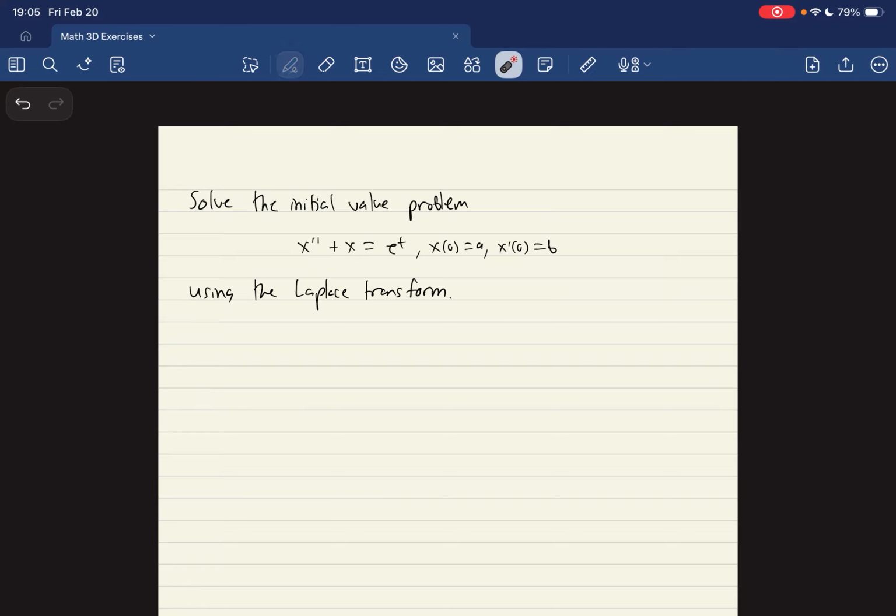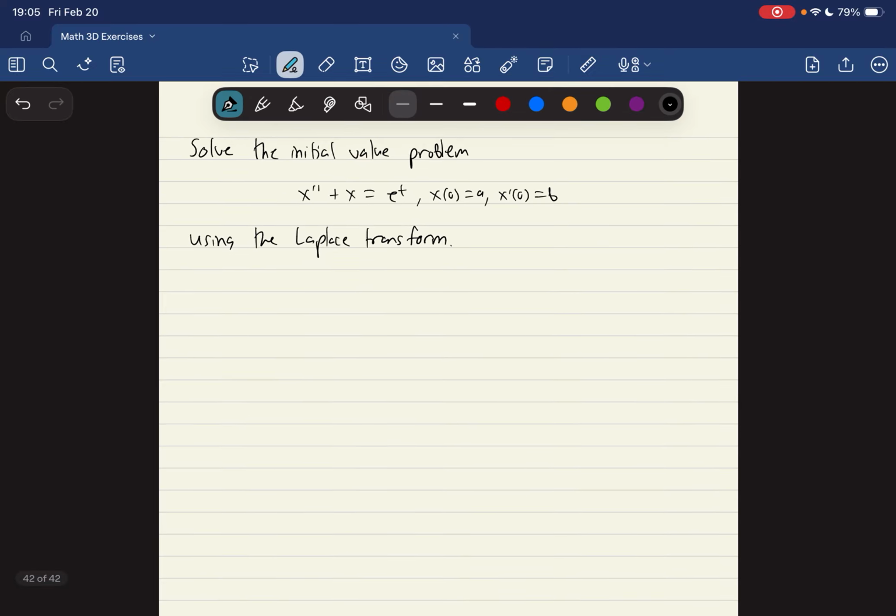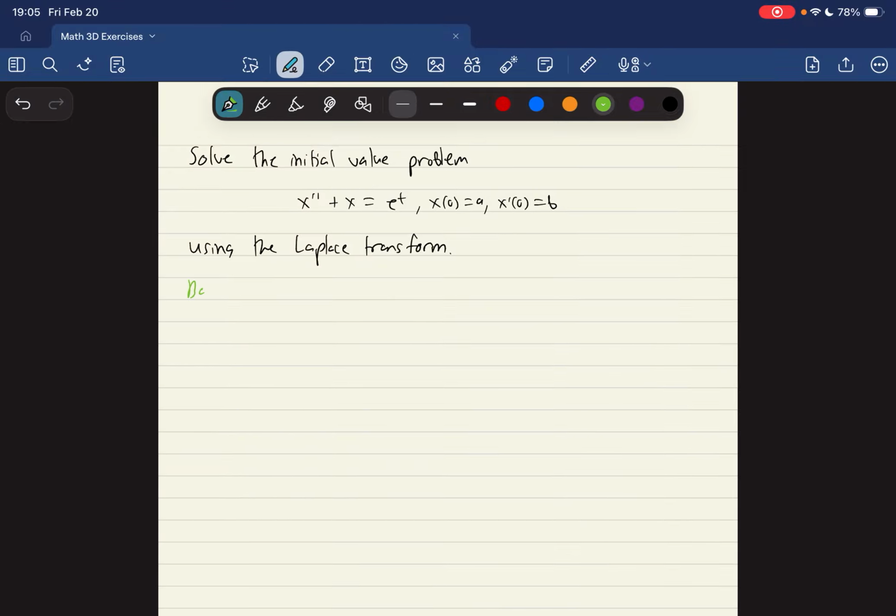So we want to solve this IVP using the Laplace transform. But in order to be able to use the Laplace transform, we need to know how the derivative of a function affects its Laplace transform. Because the basic idea for solving this equation will be to apply the Laplace transform to both sides.